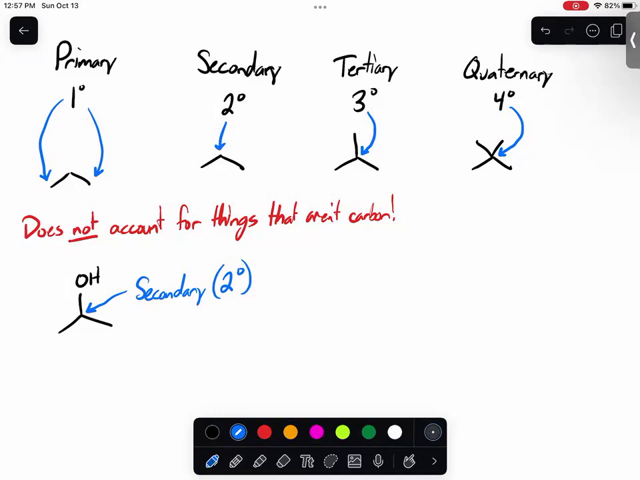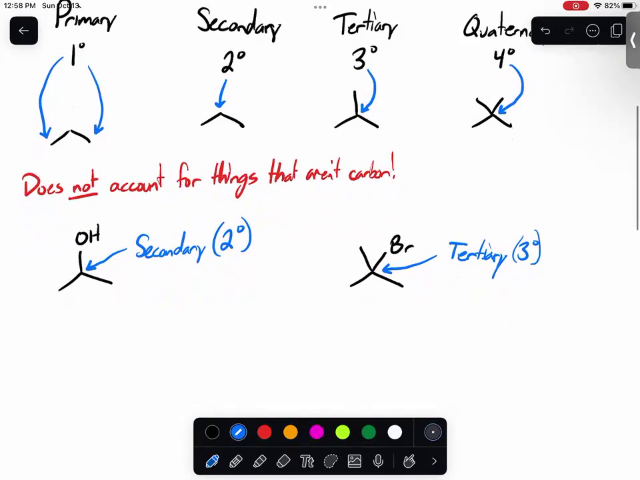The same thing goes for if we were looking at a structure that looks like this, right? We would say that the carbon here is tertiary, right? Because it only has three carbons connected to it, and the bromine doesn't count. Okay? So this whole idea of substitution, it helps us quickly identify stability, right? Because substitution sort of leads to it.